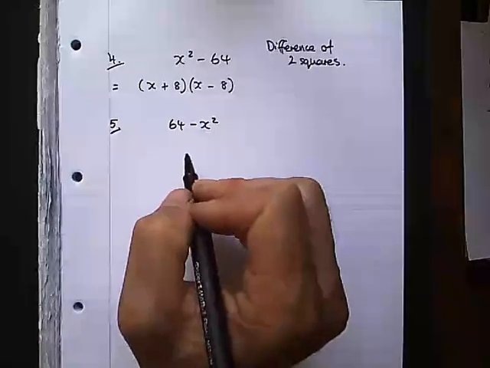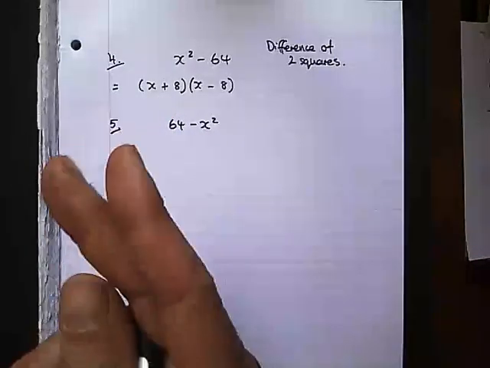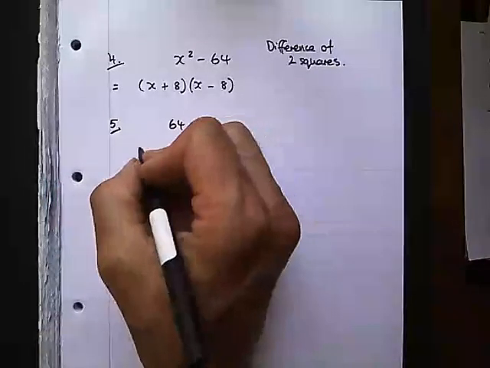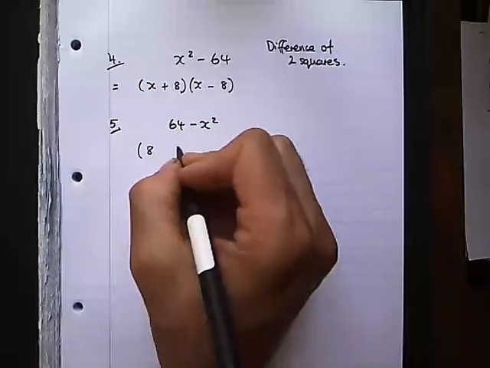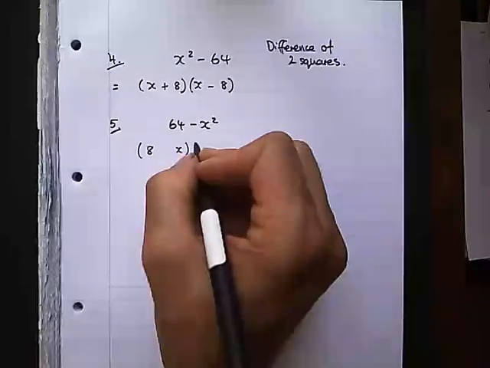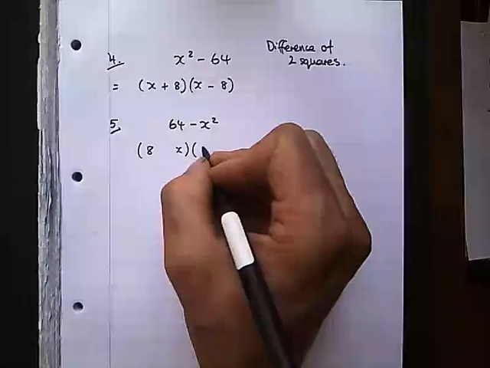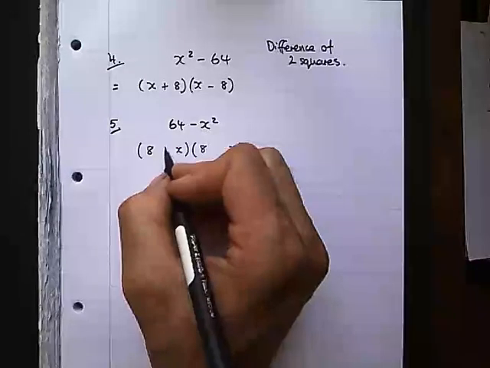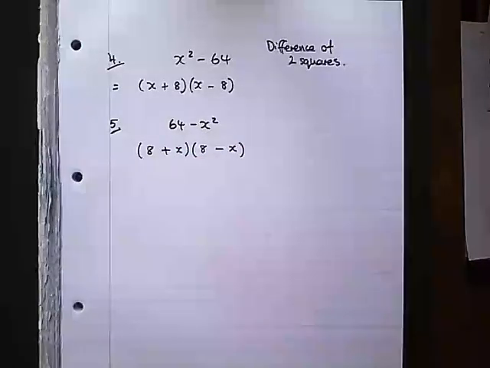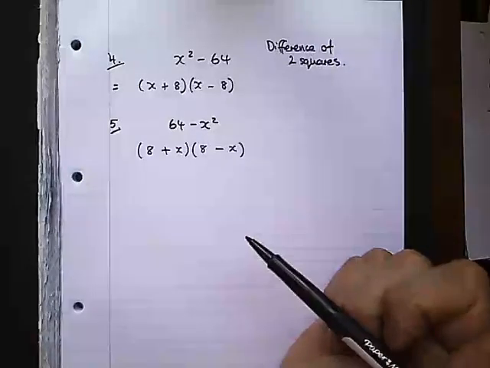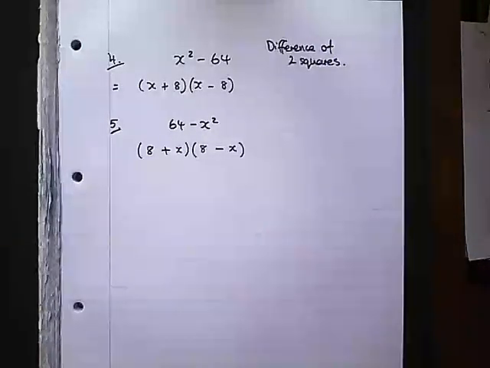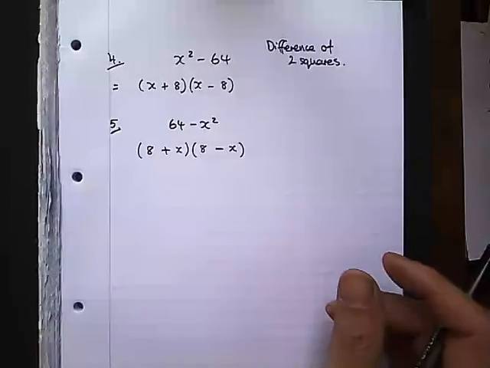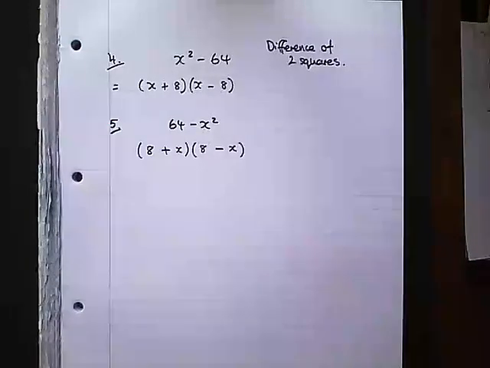This time, though, you're going to swap the 8 and the x around. So in one bracket, you're going to have an 8. In the other bracket, you're going to have an x. It's no problem doing it this way. The other bracket 8, the other bracket x, and you're going to have a plus and a minus in between. If you were to expand that out, you would get 64 take away x squared, depending on how you wrote it, of course. Okay, 2 more examples to go, and then you can crack on and have a go at some questions yourself, all right?